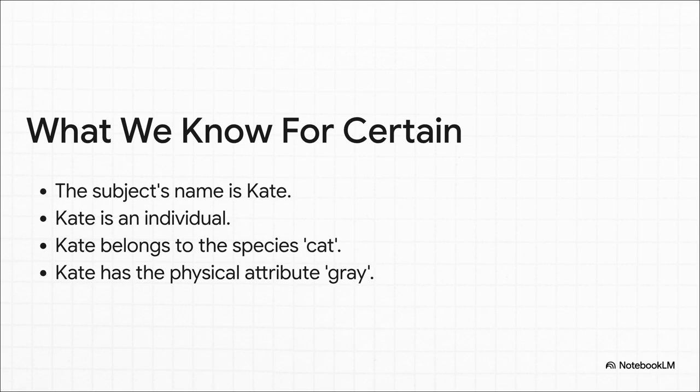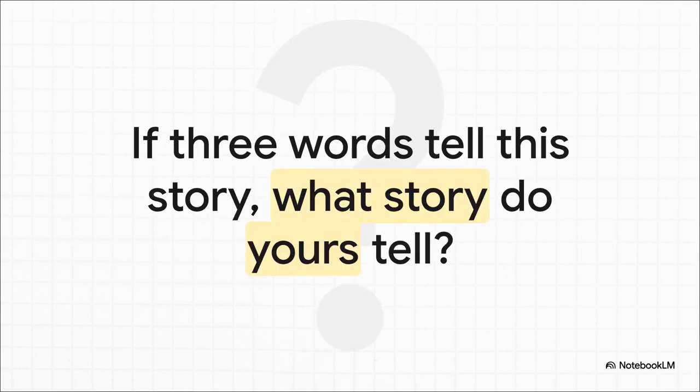There is a specific individual whose name is Kate. We know she belongs to the feline species, and we know she has the physical attribute of being gray. All of that undeniable information was just locked inside those three little words. And really, that's our takeaway. We've just seen how much meaning, identity, and straight-up description can be packed into a tiny linguistic unit.